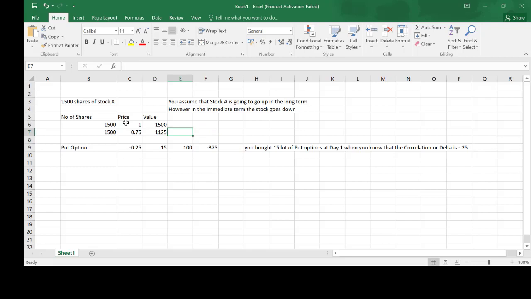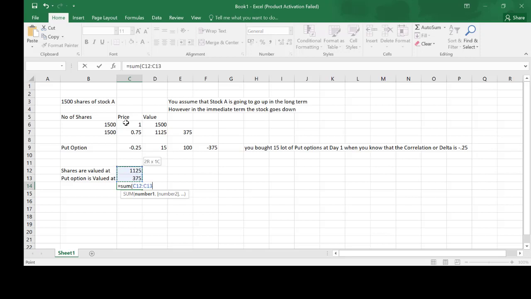If you look at the difference here, earlier your shares were valued at $1,500. Now they are valued at $1,125. However, since you bought put options, you have actually made $375, and as a result, your put option is valued at $375, and your shares are valued at $1,125. This gives you $1,500. So if you see here, you're equal. After 3 months you still have the same value, right? And that is what delta hedging is basically.